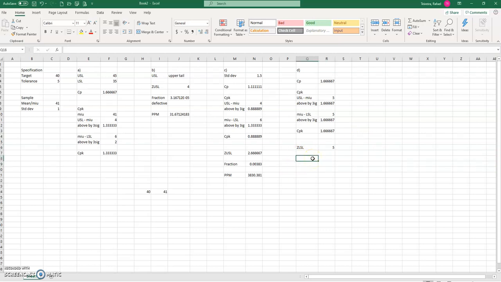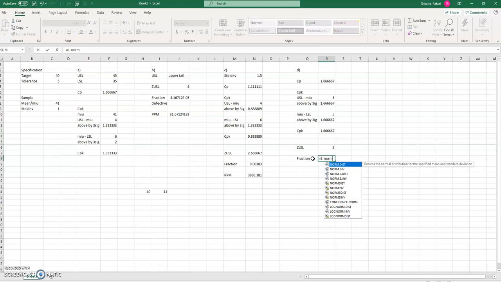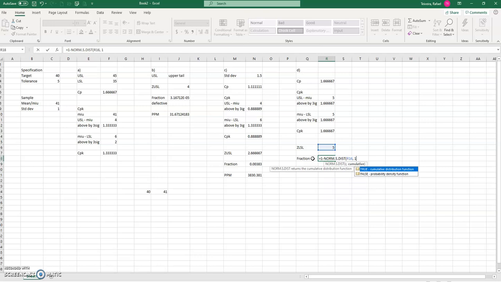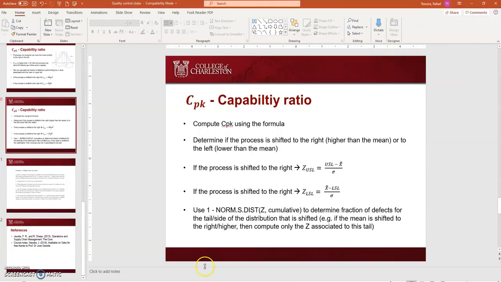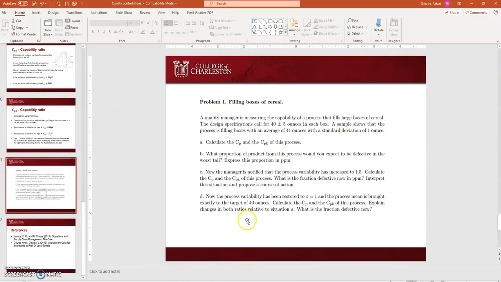And now what is the fraction that is defective? Remember, this is a positive number, so it's in the upper tail. Even if we're using two tails, lower and upper, the resulting number is positive, so we have to subtract from 1 the NORM.S.DIST of z comma 1. That's the number, a very small number. But remember, this is only one of the tails. If I want to know everything, and this is what the problem is saying, let's take a look at the problem. What is the fraction defective now?